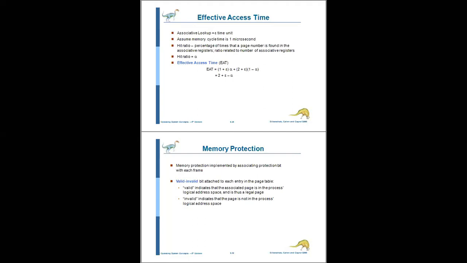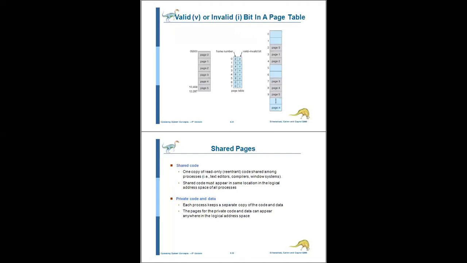And the next one is memory protection, a subtopic. What is memory protection? Protection means we can protect the pages. Here we associate a protection bit with each frame, that is, a valid bit or invalid bit. We can attach it in the page table as valid or invalid. In this way we can protect the data.